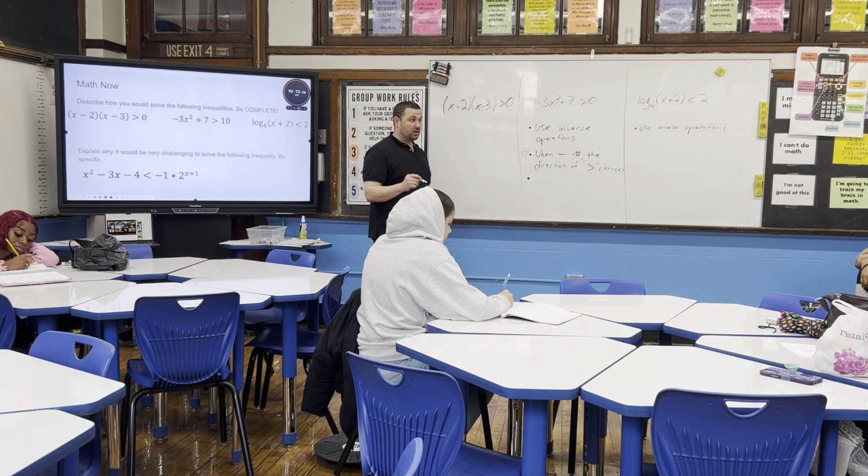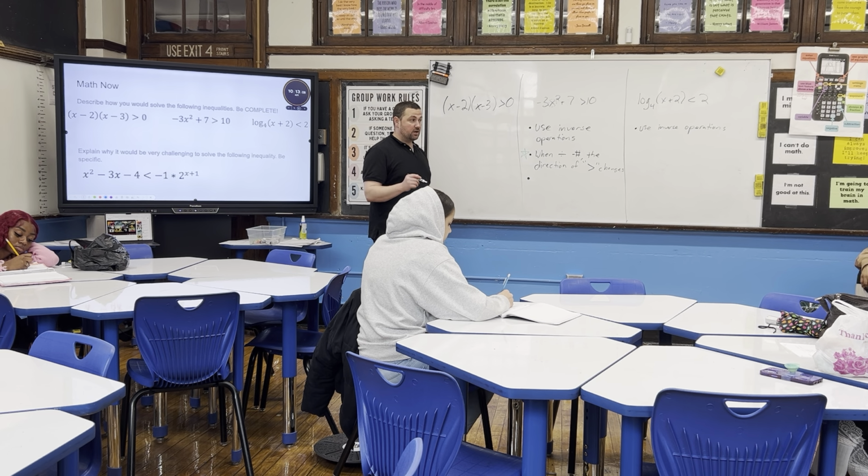The bottom inequality is categorically different. You were asked to explain why it would be very challenging to solve the following inequality. Does anyone have a structural reason, a characteristic of this inequality that would make it hard to solve? So first off, there are 3 instances of the x symbol. Now, that doesn't mean it's impossible, right? I can give you a polynomial, and you can maybe sketch the polynomial, and then you can solve it. What about this is uniquely challenging?